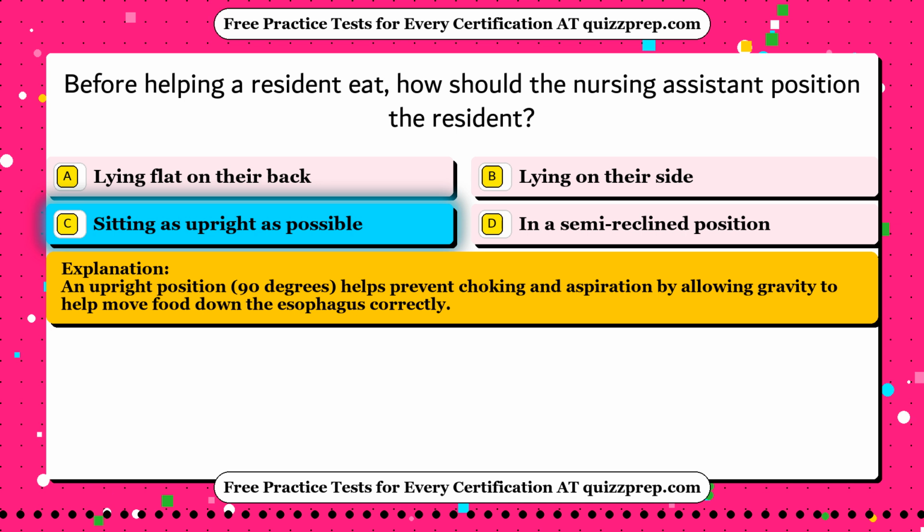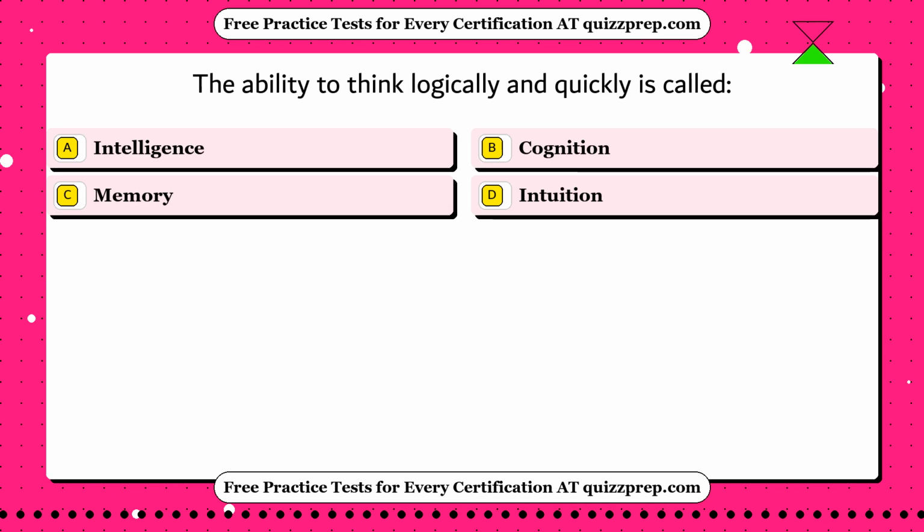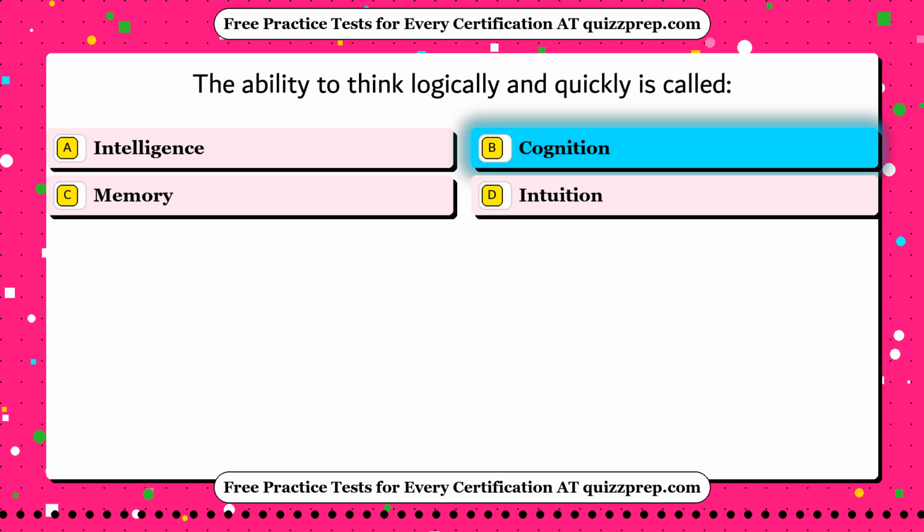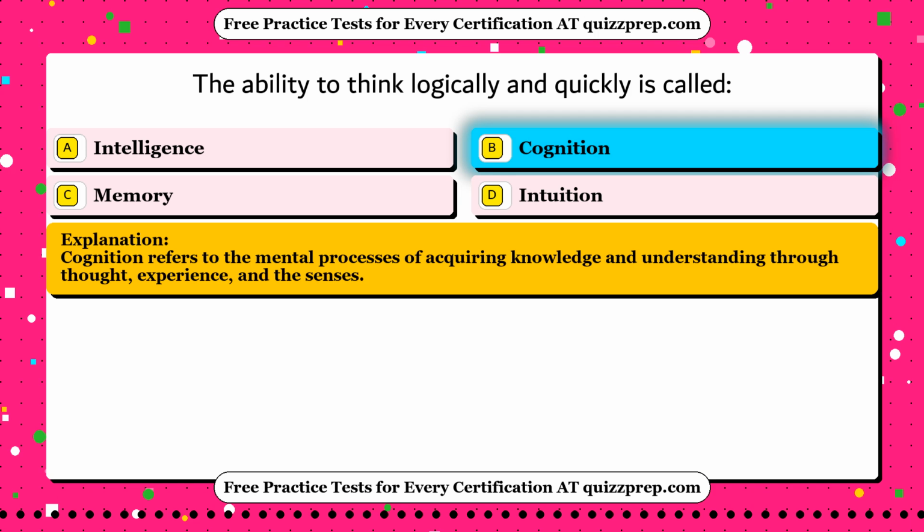correctly. Question 85. The ability to think logically and quickly is called: option A, intelligence; option B, cognition; option C, memory; option D, intuition. The correct answer is option B, cognition. Cognition refers to the mental processes of acquiring knowledge and understanding through thought, experience, and the senses.